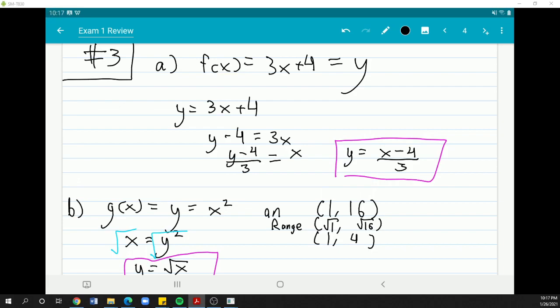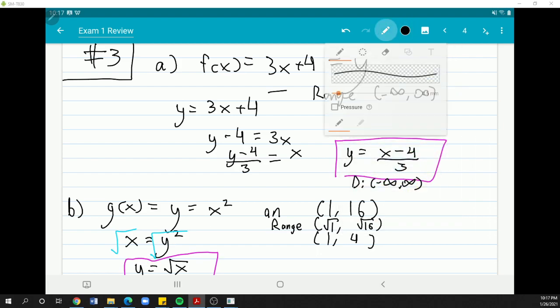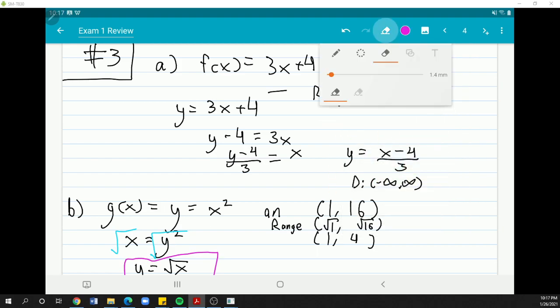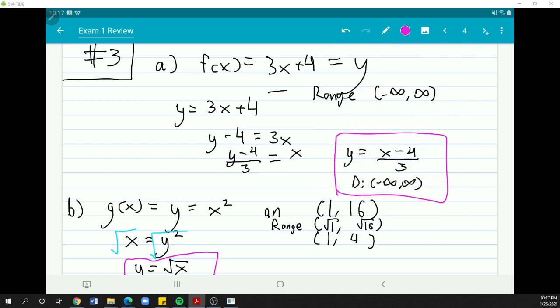And then finally, we're going to use the same exact trick. Range, let's see. Okay, so this one's easier. Because it's from minus infinity to infinity, the range is also minus infinity to infinity. So the domain is also minus infinity to infinity. So that one's fairly simple. All right, so that's number 3.